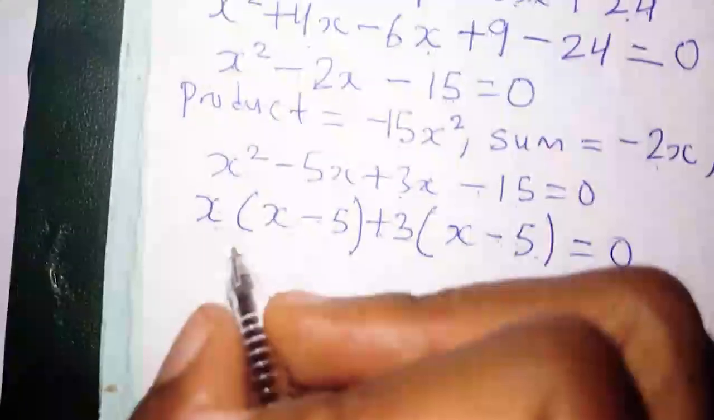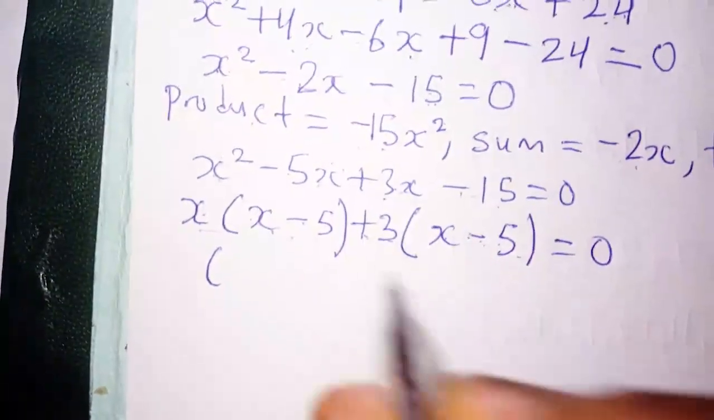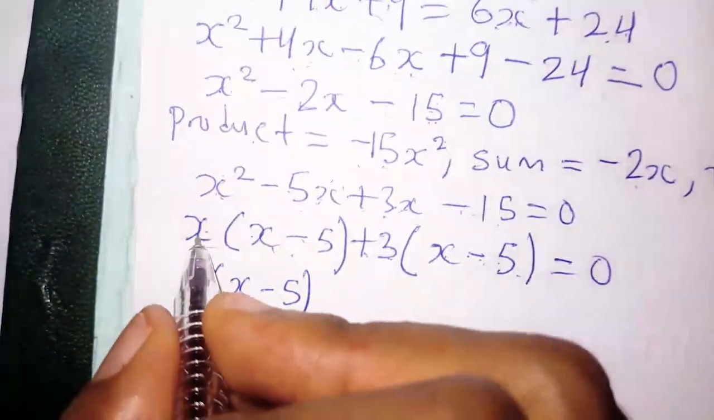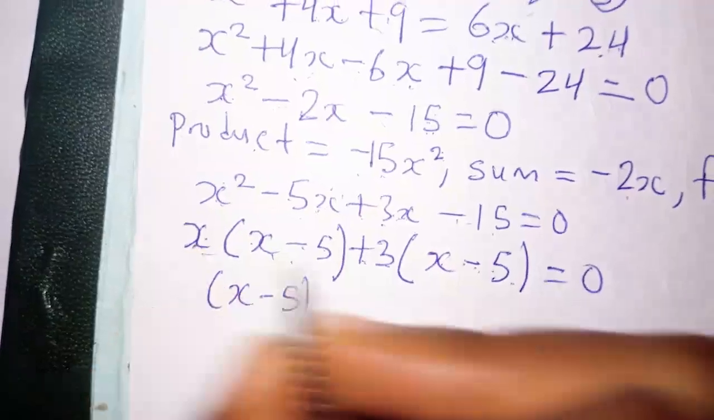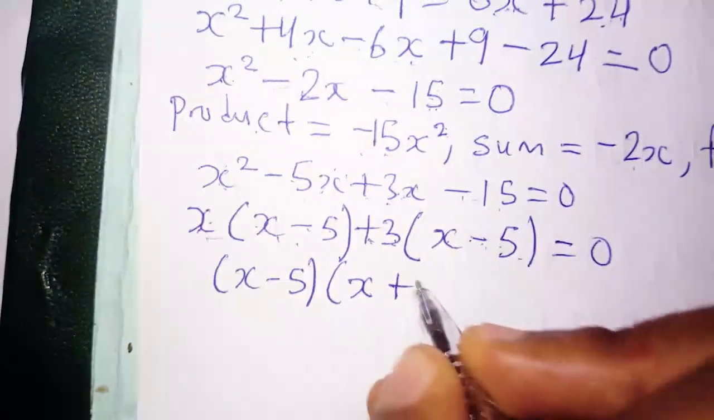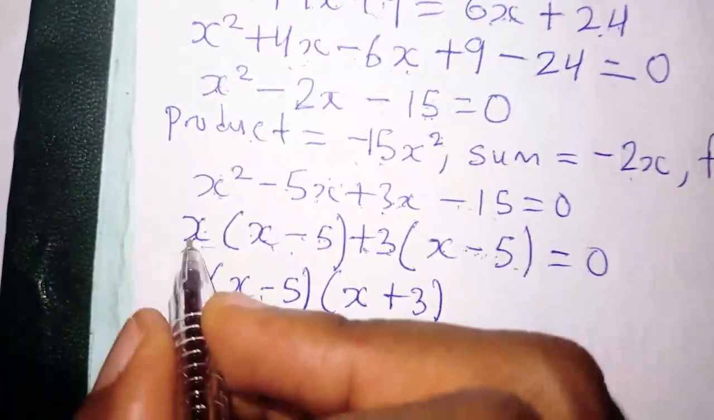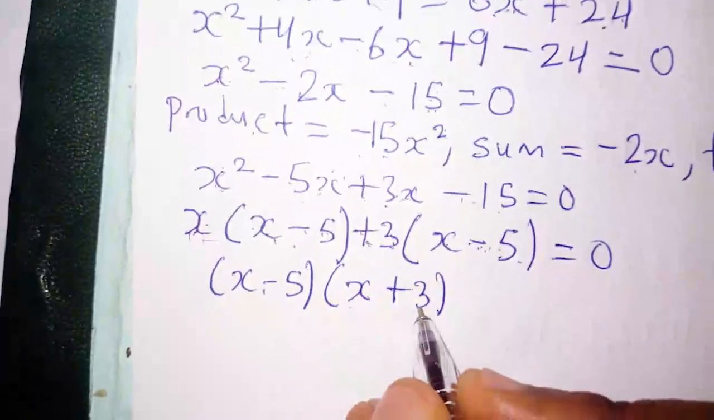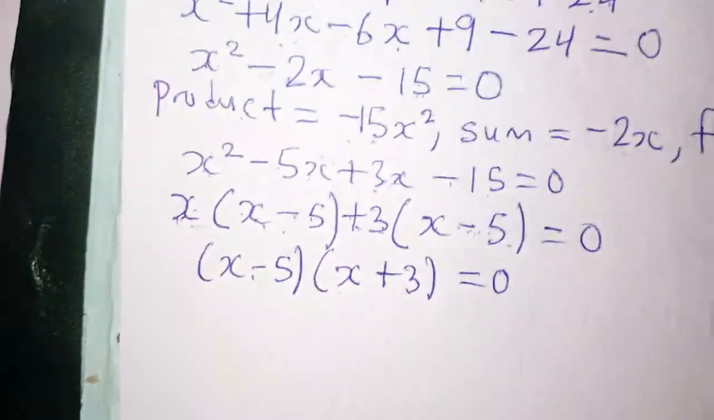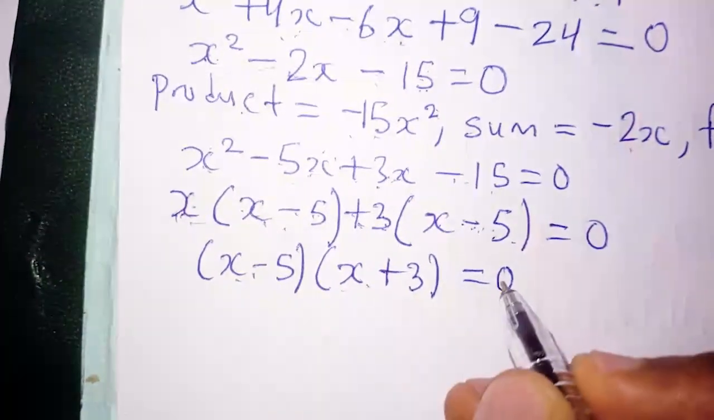So from here, you pick one of these. This is x minus 5, this is x minus 5, you pick just one of them. Then the terms you have outside the brackets, that's x and plus 3, will also occupy a single bracket, x plus 3. So x minus 5, x plus 3, put together, equals 0. And when you have an expression like this, what this means is that either x minus 5 equals 0 or x plus 3 equals 0.